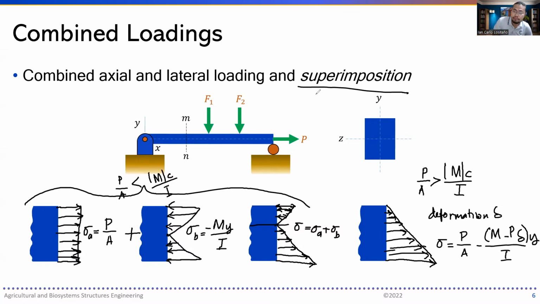If the resulting force is in compression, then the whole cross section will be in compression as well. Graduated, similar to this one, just in the opposite direction. All right, so we are done with the combined axial and lateral loading.